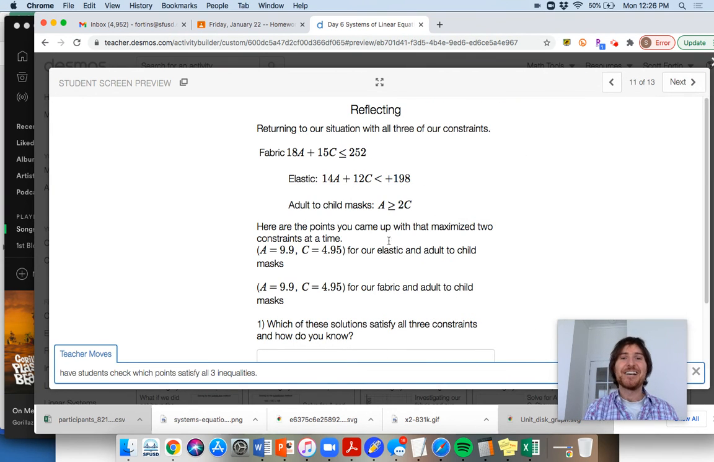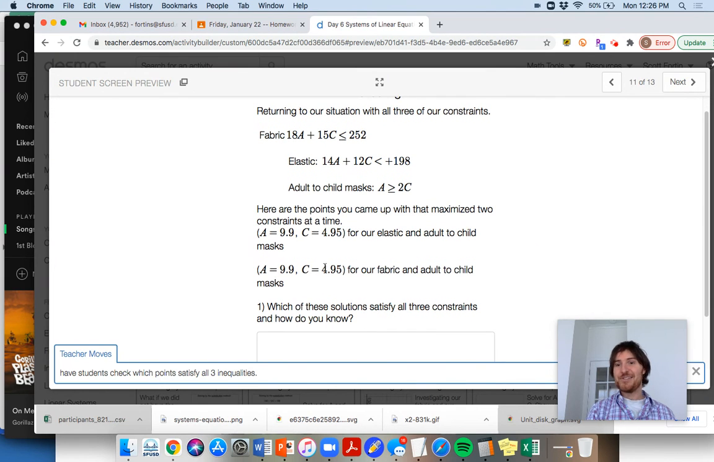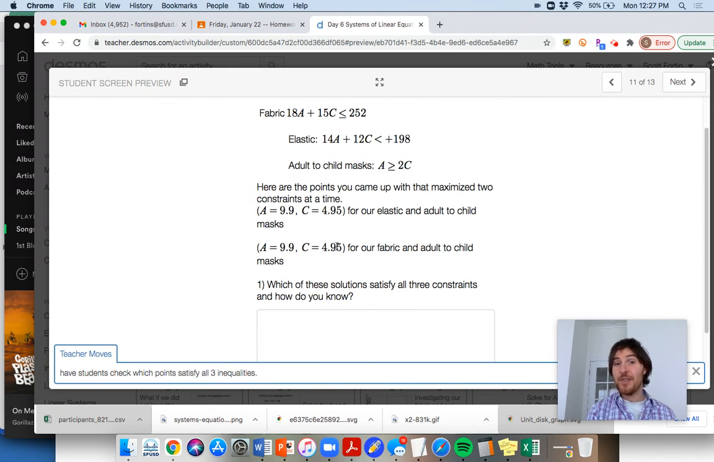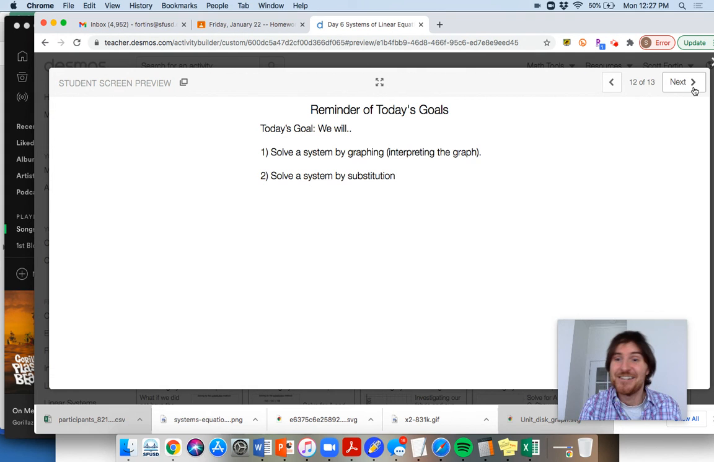Okay, so anyways, which of these solutions satisfy all 3 constraints? Well, yeah, this solution satisfies all 3 constraints. I don't know. Flawed problem. Maybe next year we need to work on a better problem for this. But anyways, we know that at this point it's going to be true for all 3. So you could make 9.9 adult masks and 4.94 child's masks. But that doesn't make any sense either. You would probably make 9 adult masks, or you can make 10 adult masks and 4 child's masks, right? That was your first answer a couple weeks ago. It's still maybe the best answer here, because that's in the feasible region.